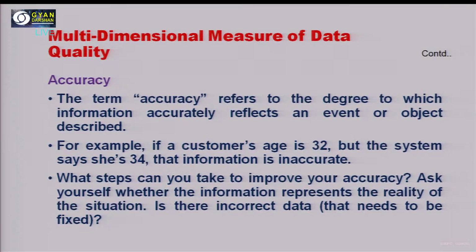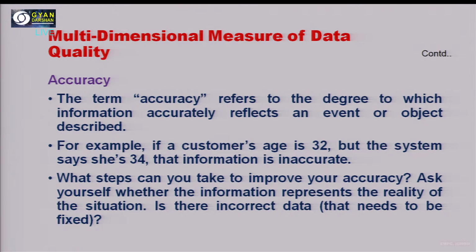Now let's see all these dimensions one by one in more detail. So when I say accuracy, the term accuracy refers to the degree to which the information accurately reflects an event or object described. For example, if I'm talking about a customer's age being 32, but your system says that it's 34, that means the information is not correct. So what steps can you take to improve your accuracy?